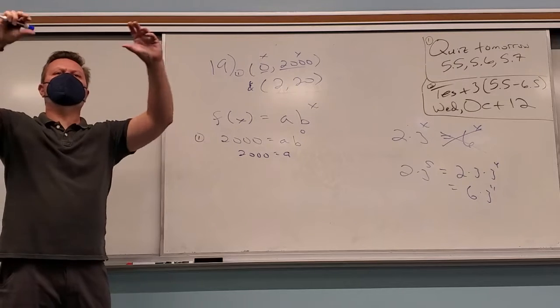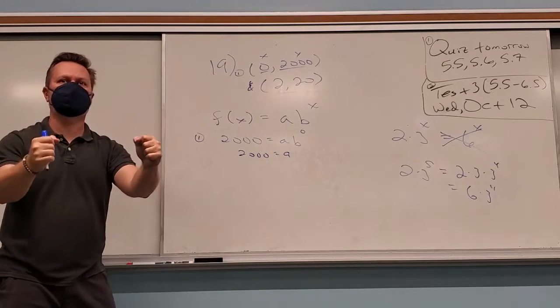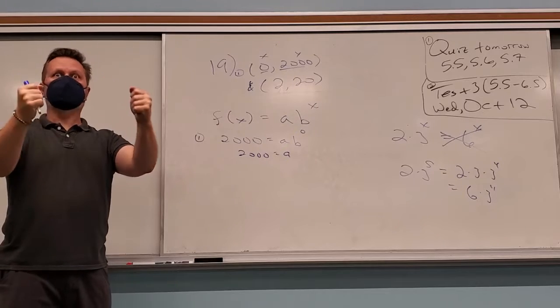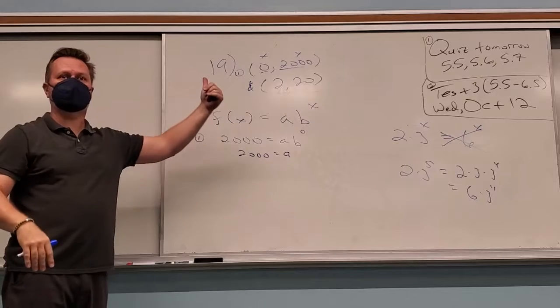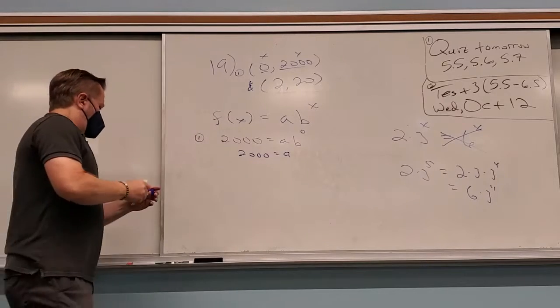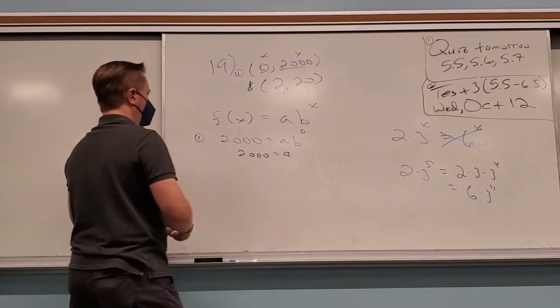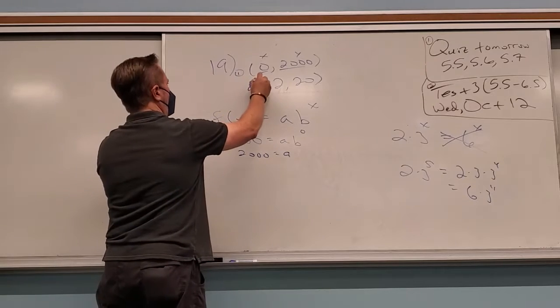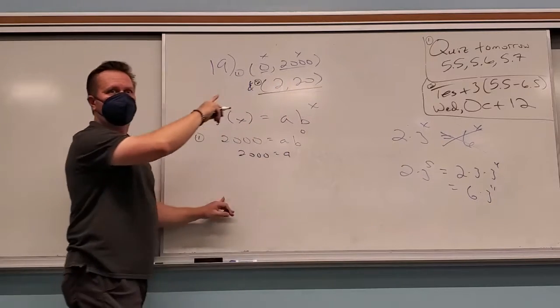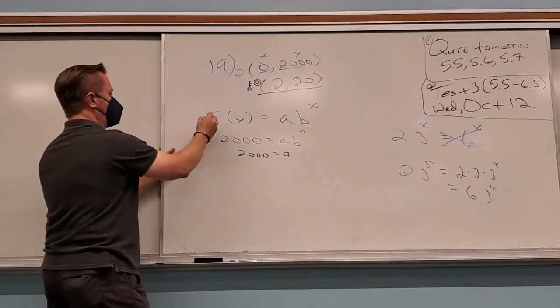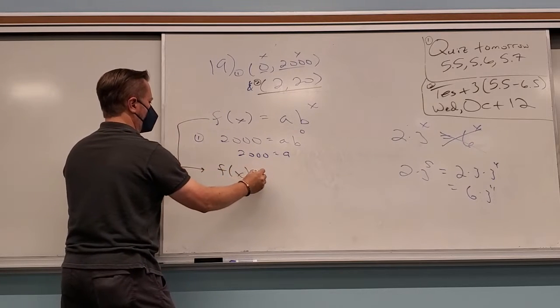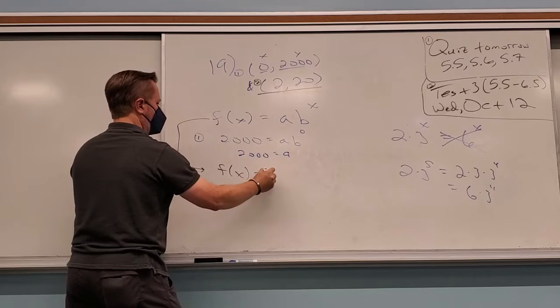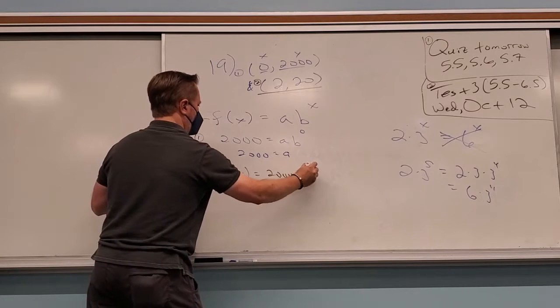So when they give me points, they give me crazy amounts of information. They tell me, I don't even know what the function is, but I know when I put a 0 into it, I get a 2,000 out. What else do I know? Let me update what my function looks like now, with what I know. It looks like f of x equals 2,000 times b to the x, right?